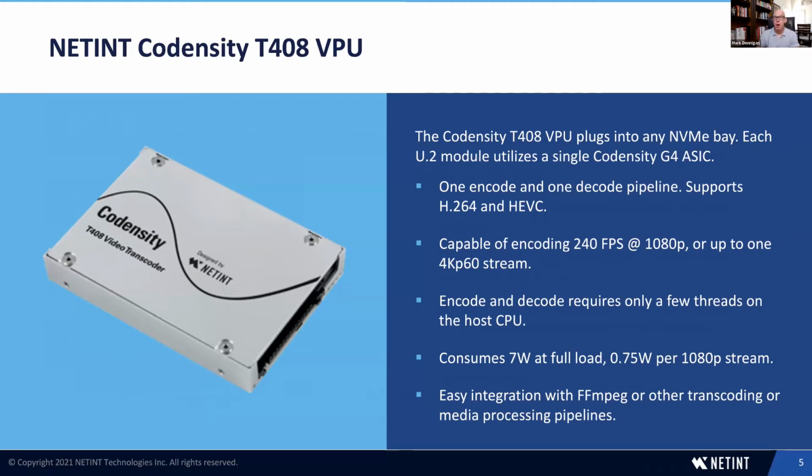It consumes 7 watts at full load, so it's incredibly energy efficient, and that translates to about 3/4 of a watt per 1080p stream. Very easy integration with FFmpeg and really any other transcoding or media processing pipelines. So if you built your own transcoder, or you have some combination of a commercial solution and something you've customized, this can be fully integrated. We have a very strong API set around it, and have a lot of experience integrating these.